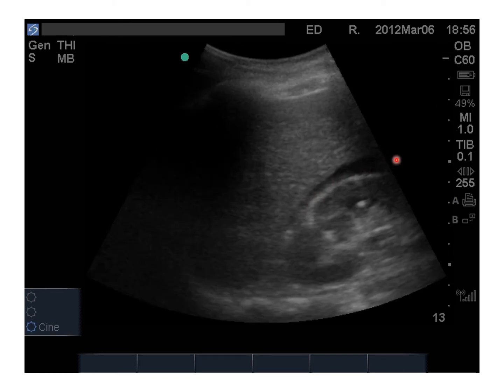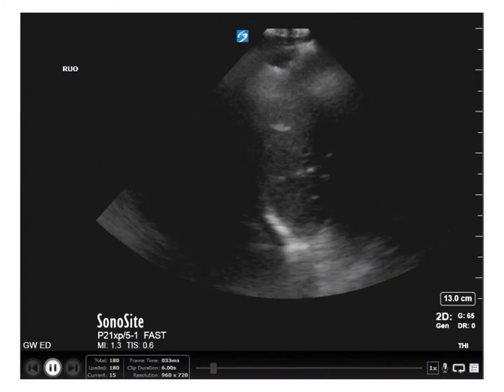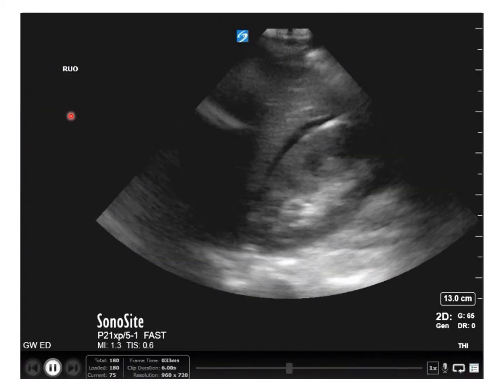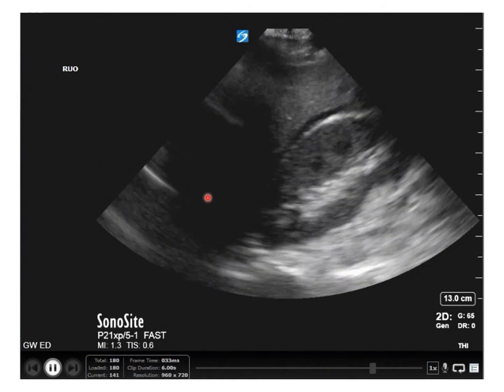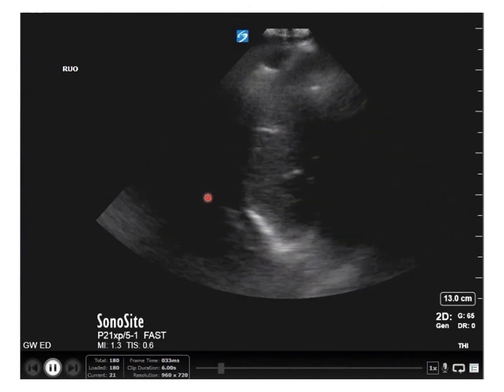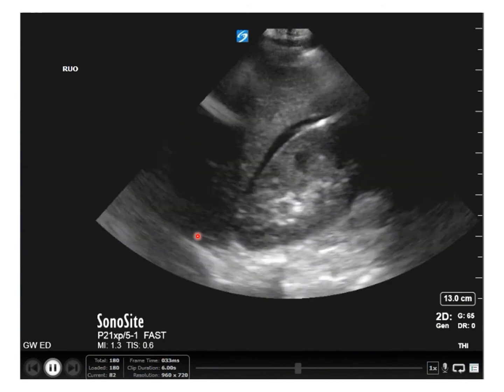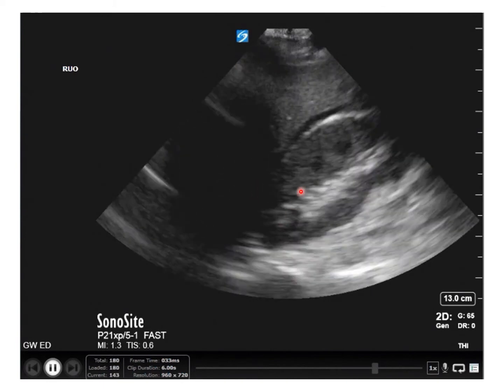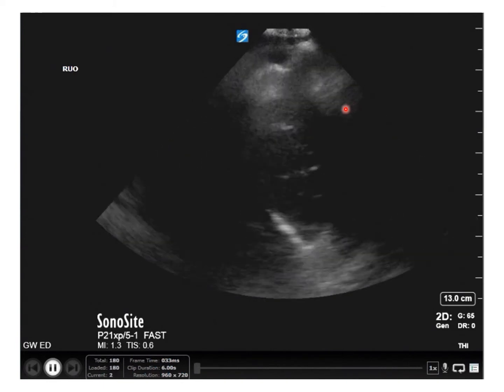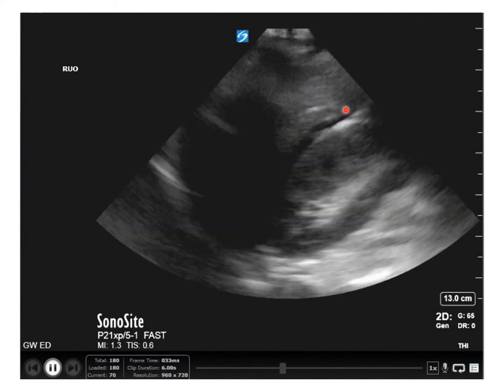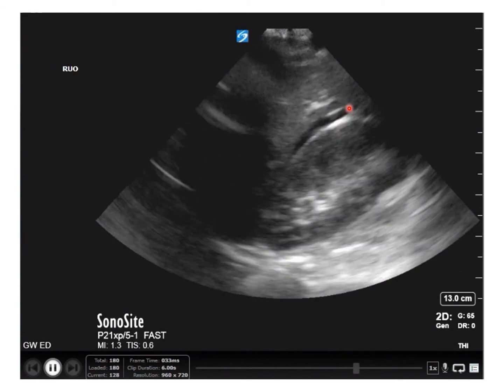Here's another dark triangle of death between the kidney and the liver. Here's another clip, illustrates the importance of scanning slowly. So here's the diaphragm, here's liver, kidney, and then another small crescent of free fluid.